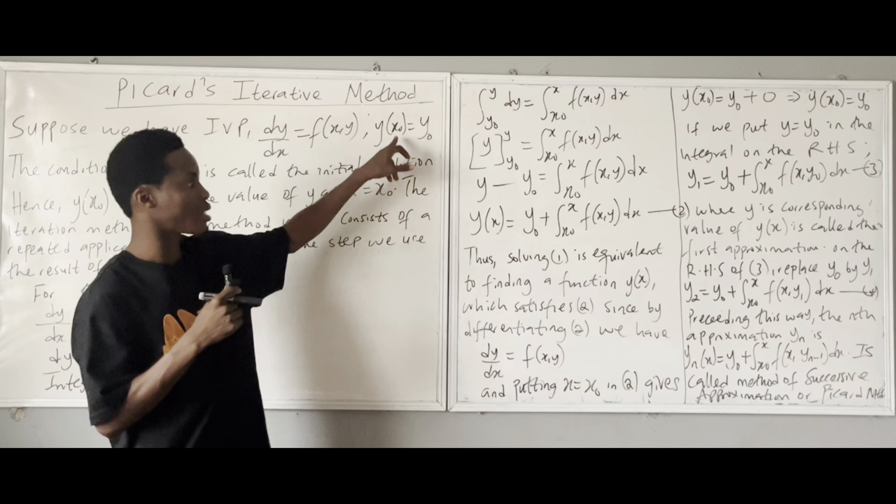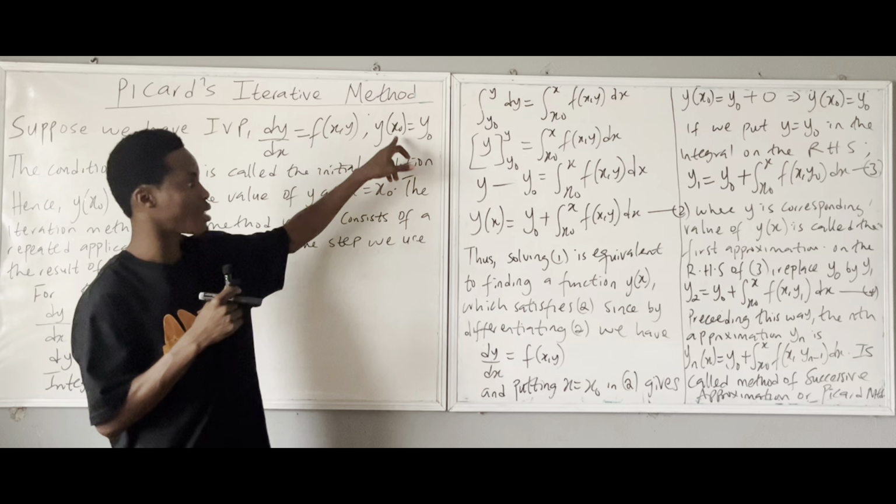Picard iterative method. Suppose we have an IVP, dy/dx = f(x, y), such that y(x0) = y0. The condition y(x0) = y0 is called the initial condition. You all know what we call an IVP. IVP is an initial value problem.